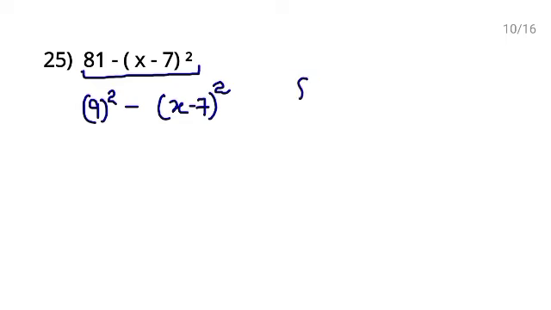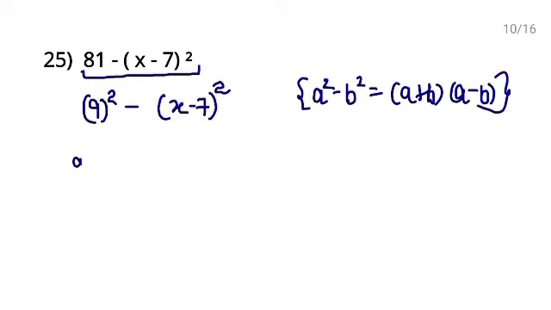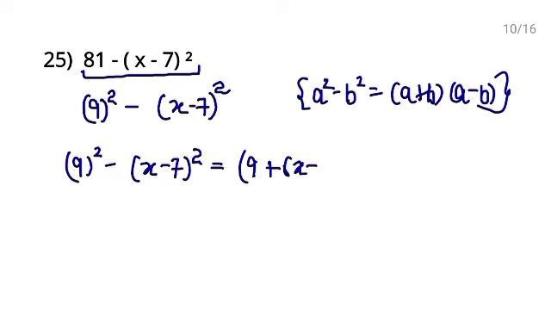So we will use the identity a square minus b square is equals to a plus b into a minus b, right? So this 9 square minus (x minus 7) square can be written as a plus b. What is a? 9 plus, what is b? x minus 7. Students, firstly I am writing it into the bracket to avoid mistakes, right? Into a minus b. What is a? 9 minus, what is b? x minus 7.